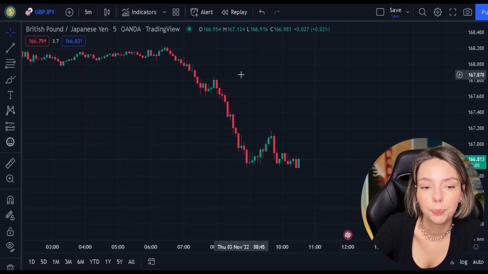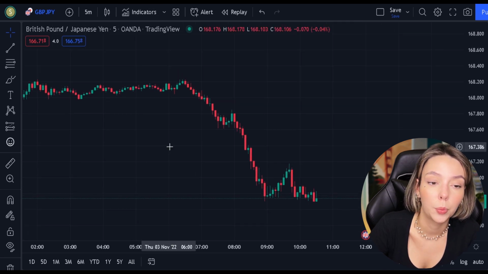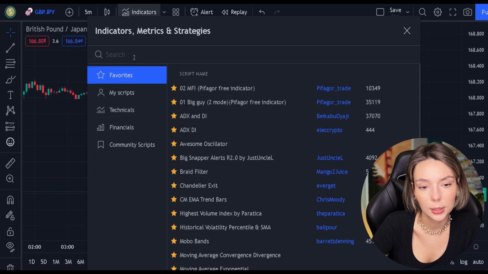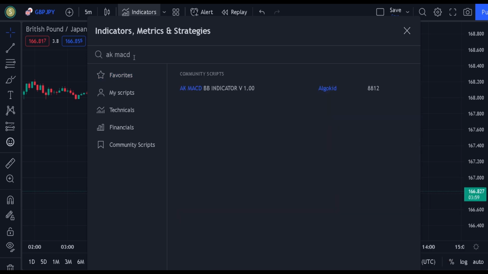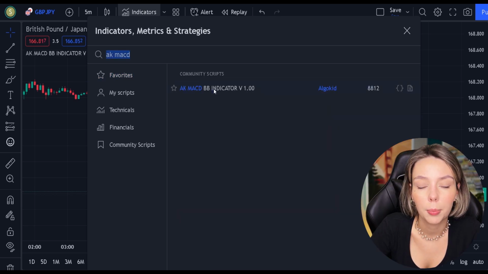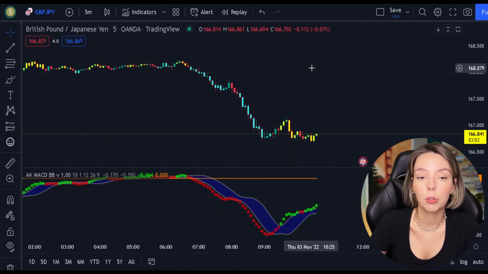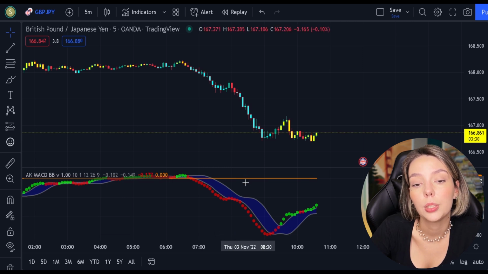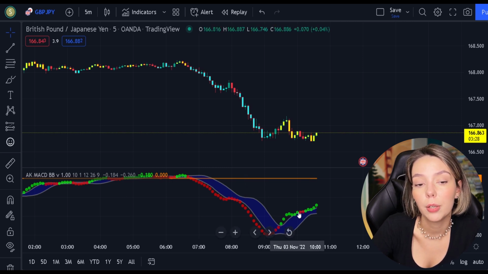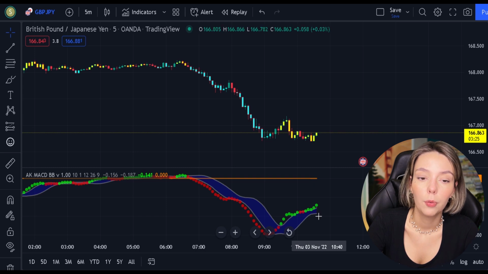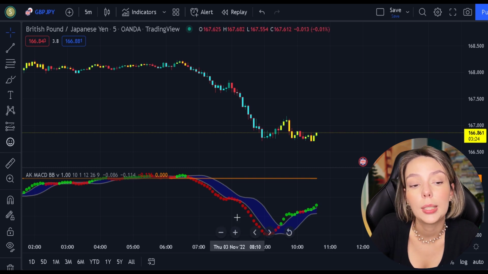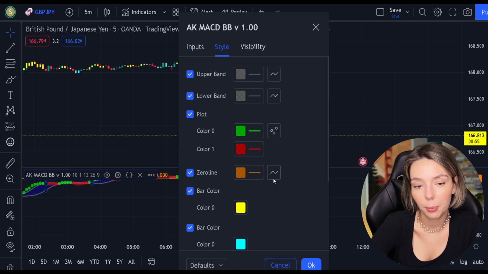Okay, let's open GBPJPY on a 5-minute time frame and add our secret MACD indicator to the chart. So we will search for AKMACDBB, this indicator by AlgoKit. As we can see, this indicator looks much different from the regular MACD. It comes with a 0 line, 3 types of different moving averages and bar colors. For our strategy, we are not going to need the bar colors, so let's disable them.